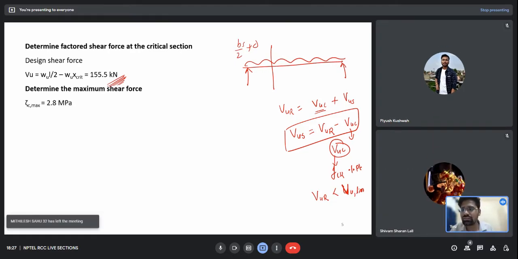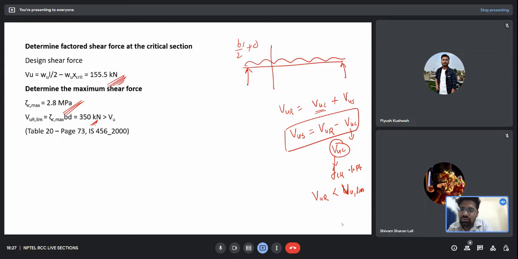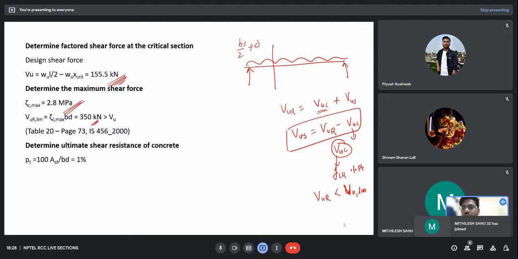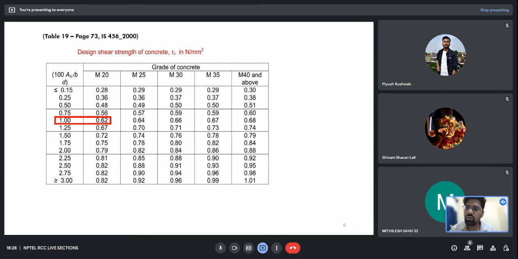Okay, so let's look at the slides. This is the limiting shear. I have seen that the limiting shear resistance is greater than the shear acting on the beam, so it is fine. My cross section would remain safe. Now let's calculate the ultimate shear resistance of the concrete, which depends upon the percentage of steel and the grade of concrete. We have 4 bars of 20 mm, so I got 1% steel, and from this table, for 1% steel and M20 grade of concrete, tau c is 0.62.